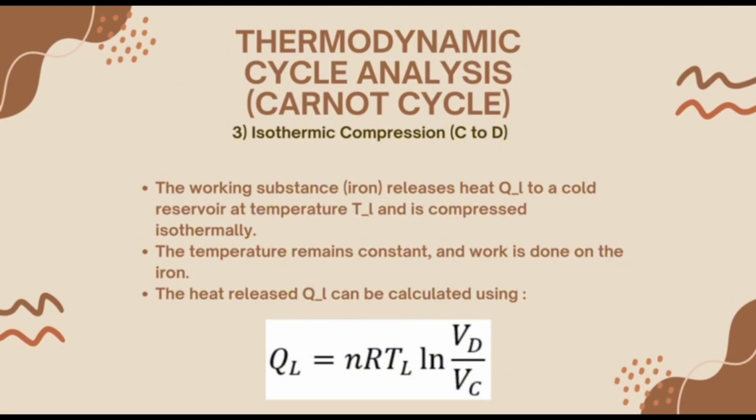The working substance, which is iron, releases heat QL to a cold reservoir at temperature TL and compresses isothermally. The temperature remains constant and work is done on the iron. The heat released QL can be calculated using the equation QL = nRTL ln(VD/VC).